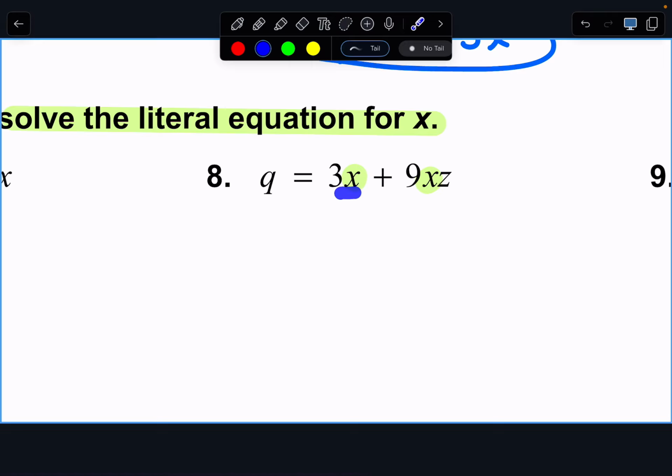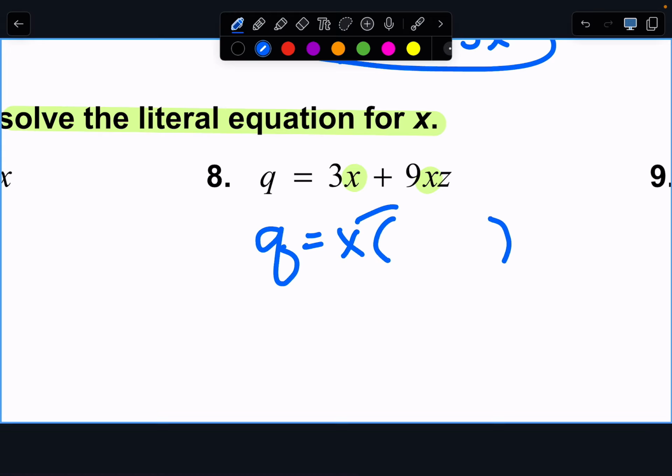But do you see how they both have an x? So what if we did reverse distribution? If we pulled out an x like in a distribute problem, what would I put right here? And plus, what would I put right here?